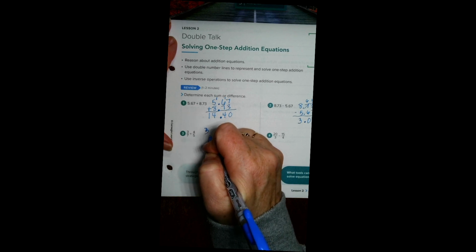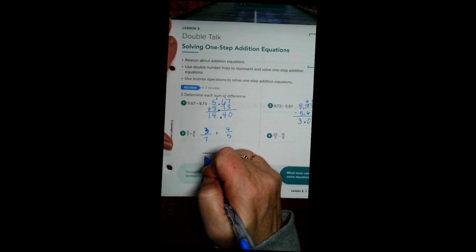Okay, number 3. So 3/7 plus 4/5. In order to add fractions, we need common denominators. So our common denominator for 3/7 and 4/5, let me rewrite this here: 3/7 plus 4/5. A common denominator for those two would be 35. They're both prime numbers, so they don't have any factors in common. So to get the least common multiple, I need to just multiply them together. So 7 times 5 is 35.